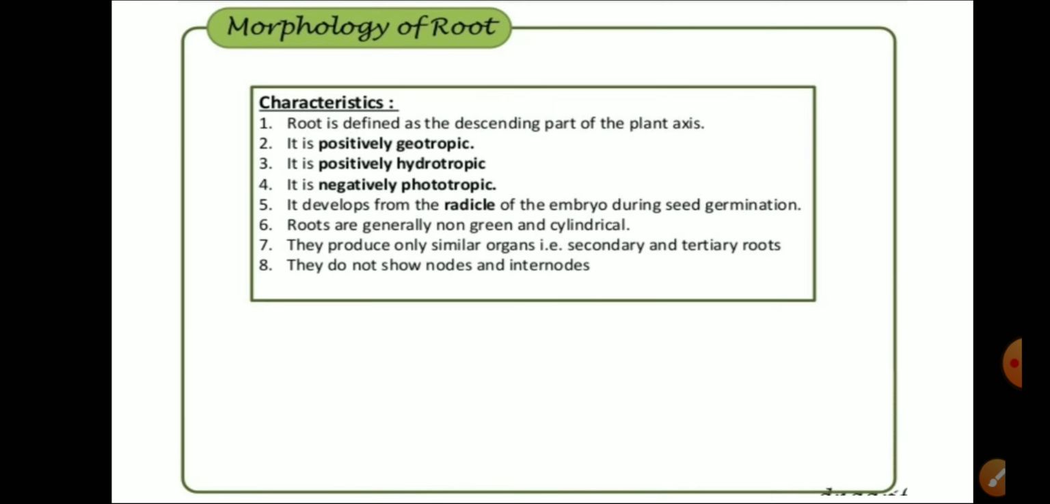Root is defined as the descending part of the plant axis. It is positively geotropic. It shows positive geotropism, positive hydrotropism, and negative phototropism. Root arises from the radicle. Roots are generally non-green and cylindrical. They produce only similar organs, that is secondary and tertiary roots. They do not show nodes and internodes.